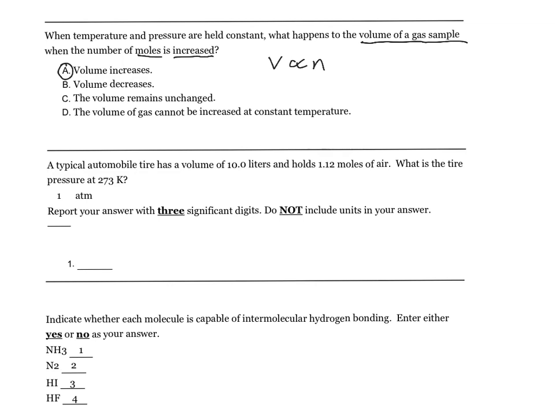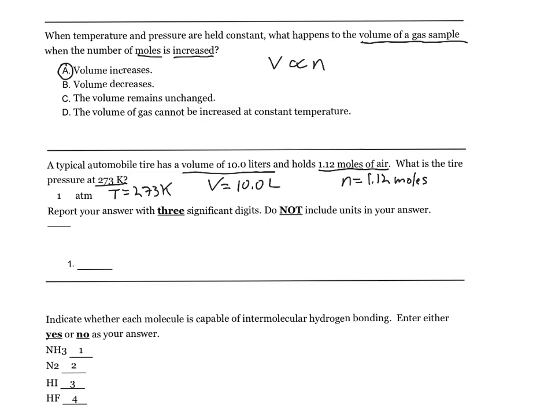The next question. A typical automobile tire has a volume of 10 liters and holds 1.12 moles of air. What is the tire pressure at 273 Kelvin? For your answer with 3 sig figs, do not include units in your answer. So this problem, we've got moles there. So n is equal to 1.12 moles. We're given a volume, 10 liters. We're given a temperature, 273 Kelvin.